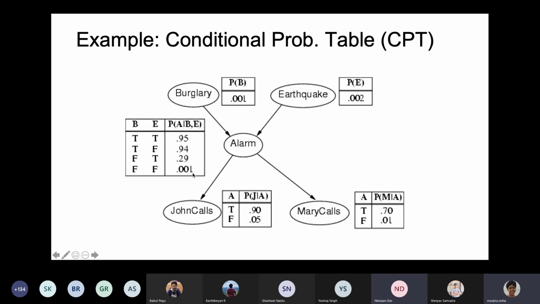It will be 0.00063, and then probability of not B is very high, so it will be how much? This is 0.999, 0.999, and it will be 0.998. Now my spoken math skill has gone. So if you multiply this number, that will be the probability of this full joint distribution.